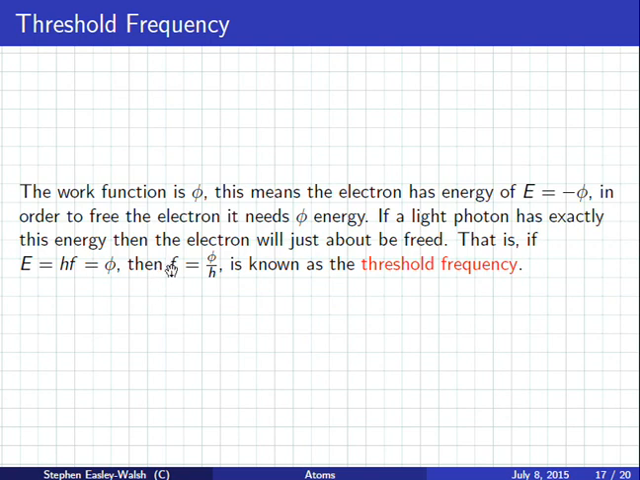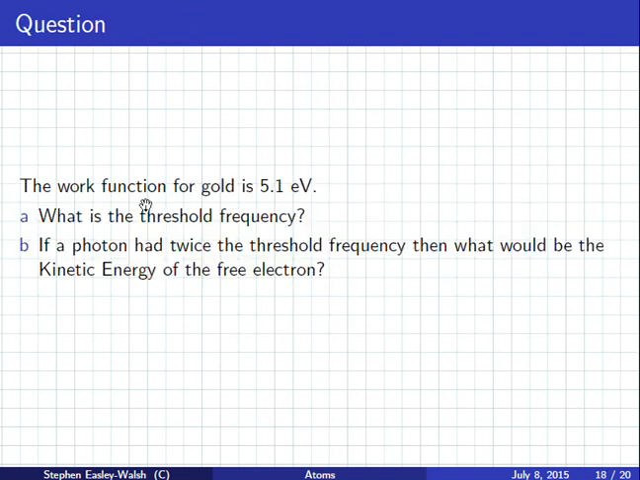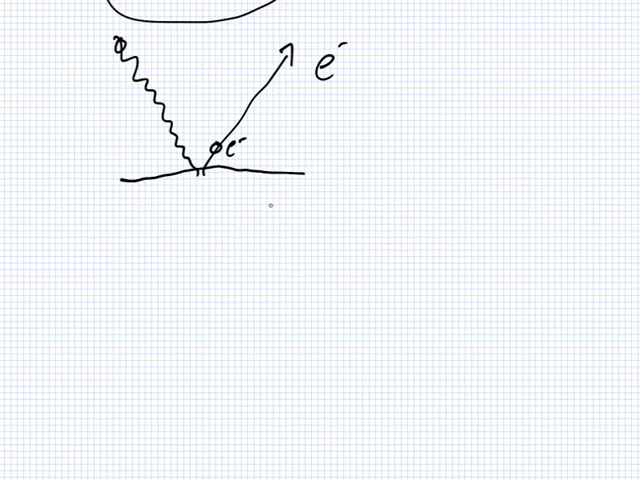So just to be very clear, this frequency is the minimum frequency to free the electron. If the frequency is smaller than this, the electron won't be free. If the frequency equals this, the electron will be free. And if the frequency is more than this, then the electron will be freed and have kinetic energy. So let's have a look at an example. The work function for gold is 5.1 electron volts. What is the threshold frequency? So let's have a look at that.